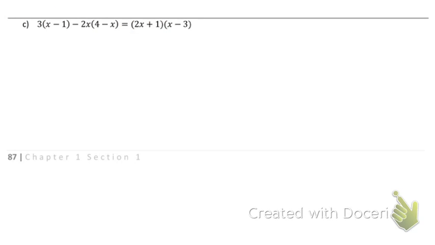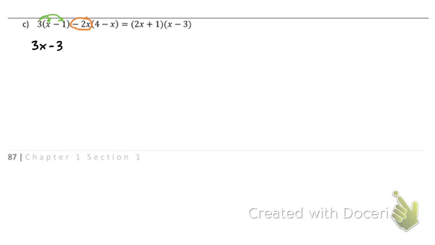Primarily, our first distributing shouldn't be that hard. We're just distributing that 3. So we're going to have 3x minus 3. The big mistake people are going to make is that 2x. It is actually a negative 2x. That negative will be distributed to both items.